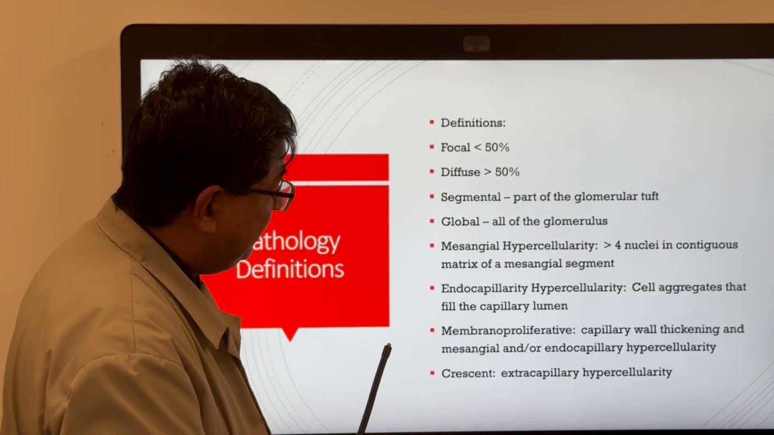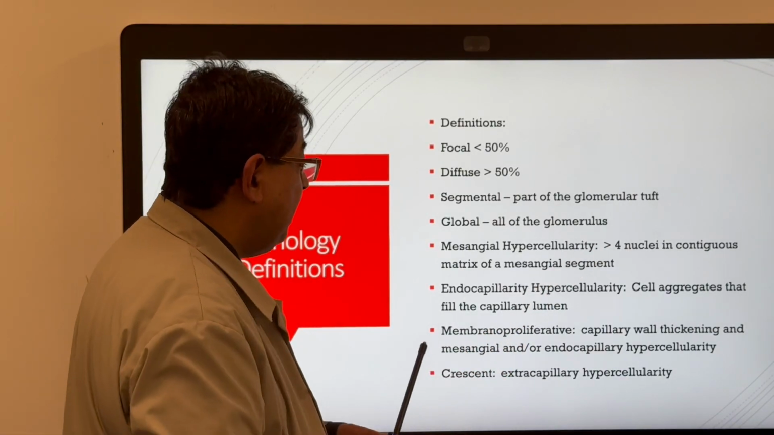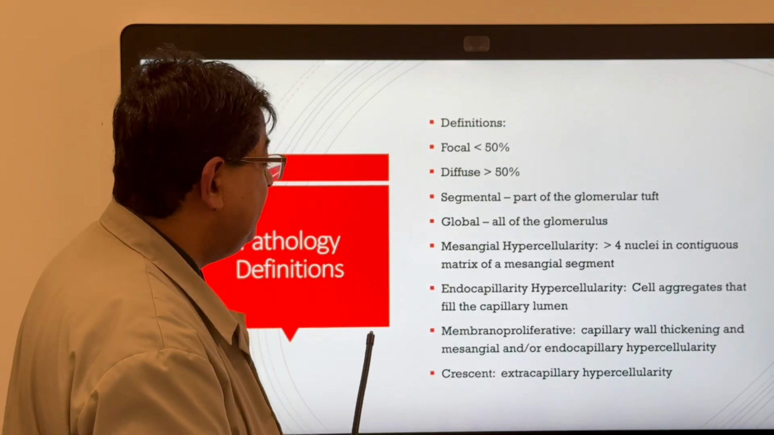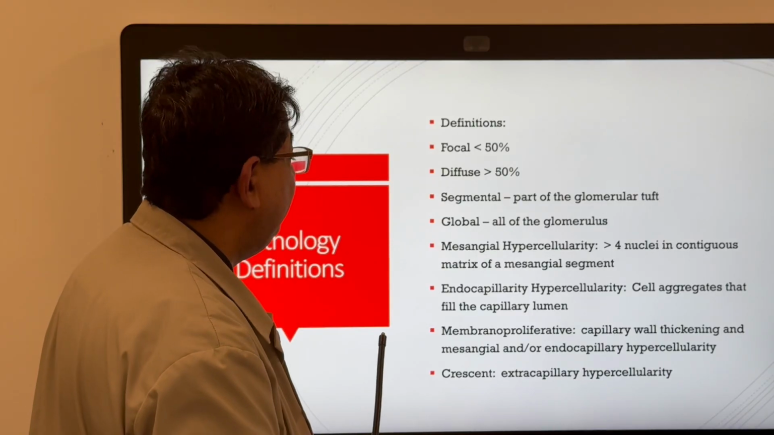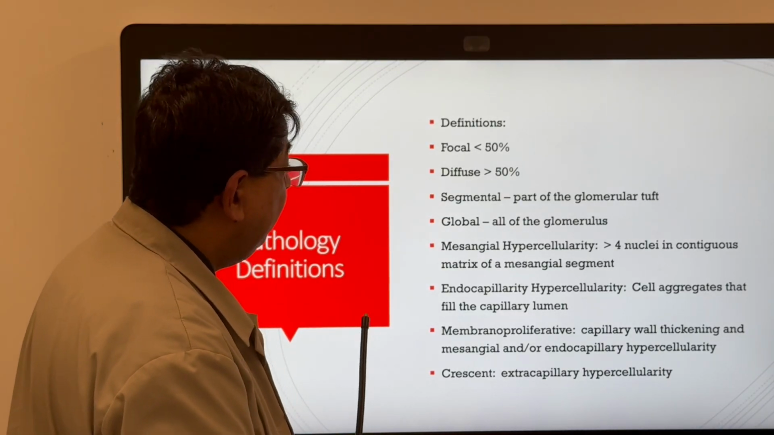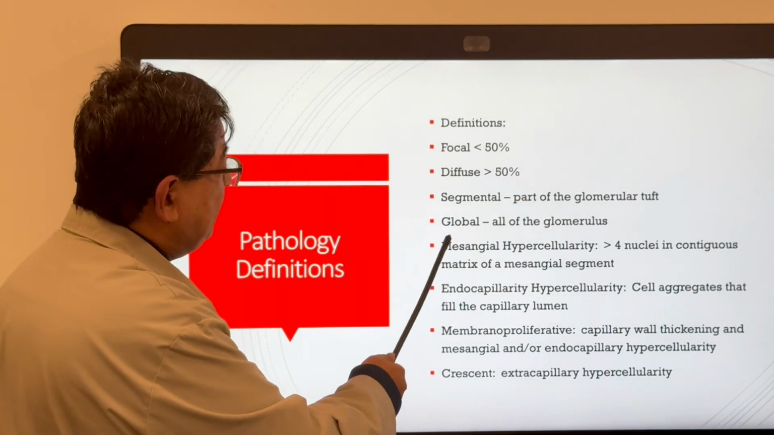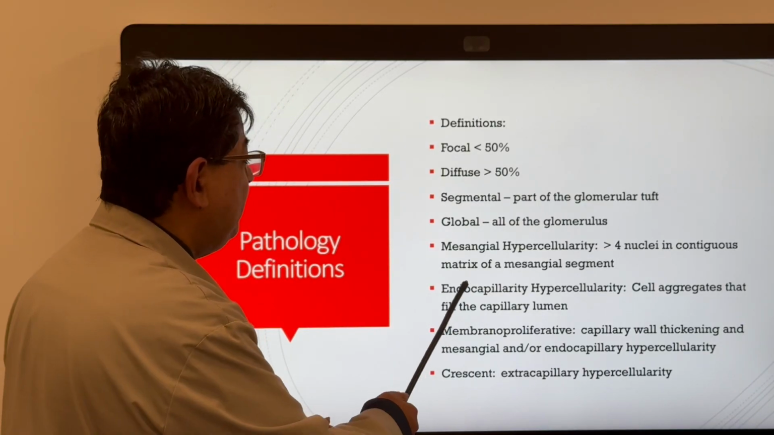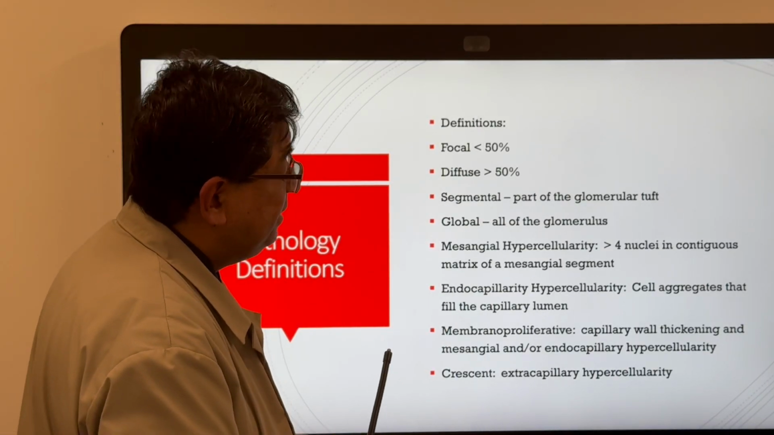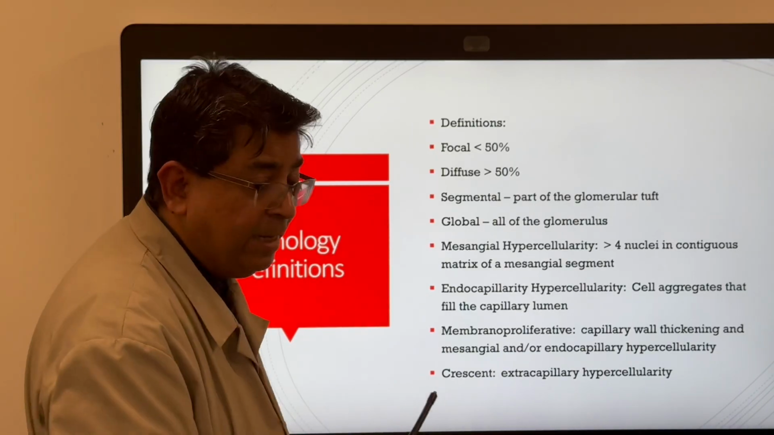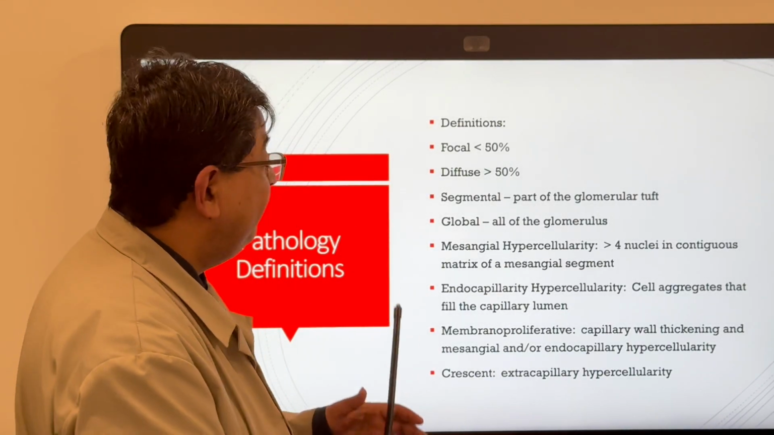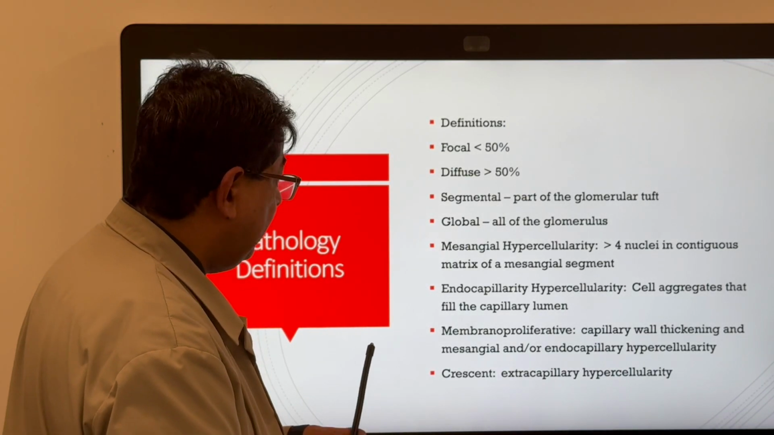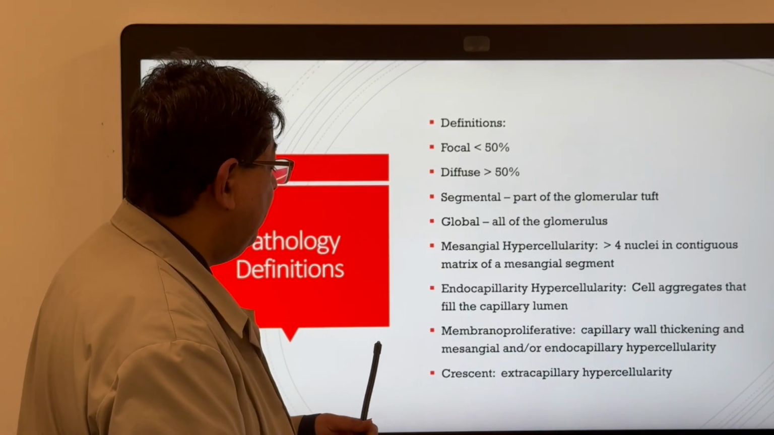Mesangial hypercellularity implies that there are greater than 4 nuclei in a contiguous matrix of a mesangial segment. And we're going to see examples of this, how to see if there's mesangial hypercellularity or not. When we talk about inflammation, we're talking about mesangial hypercellularity, or we're talking about endocapillary hypercellularity. And endocapillary hypercellularity implies that the cell aggregates are filling the capillary lumen. So obviously, if the capillary lumen is full of cells, then you can't see the capillary lumen. And that's very typical on pathology findings, and we'll see an example of that.